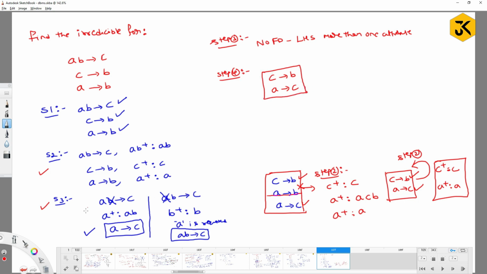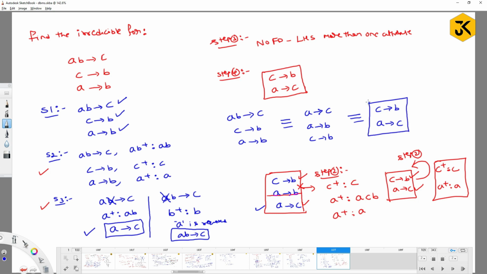So this is my final irreducible set, which means that AB determines C, C determines B, A determines B, from the given question I have written, is equivalent to A determines C, A determines B, C determines B, which is again equivalent to C determines B, A determines C. Which means that these sets of FDs are equivalent. But what is the minimum one among these three? This is the minimum one.